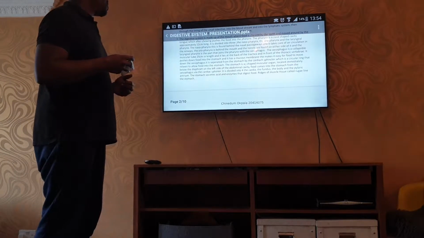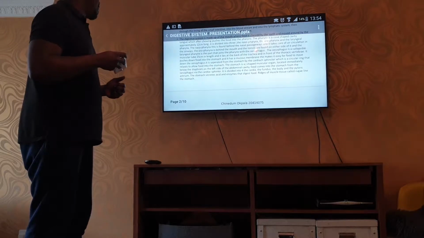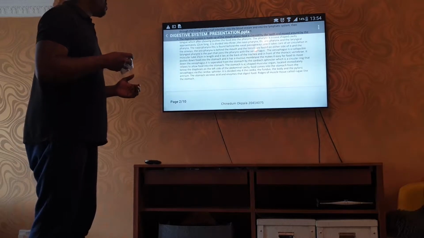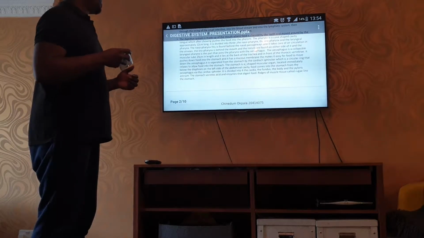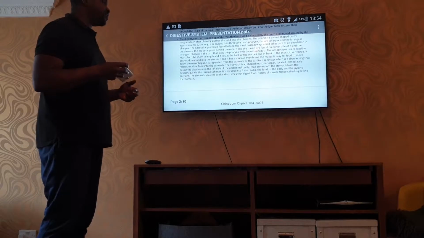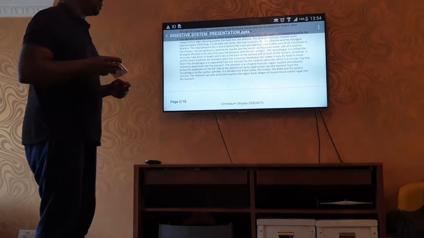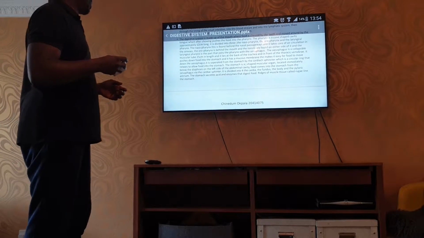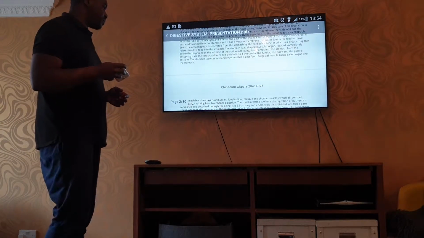the fundus, the body, and the pyloric antrum. The stomach secretes acids and enzymes that digest food. Ridges of muscle tissues called rugae line the stomach.